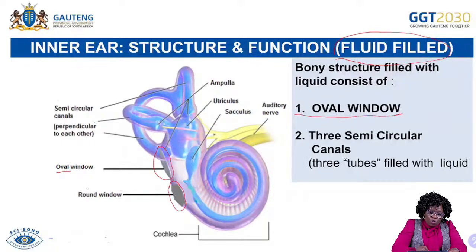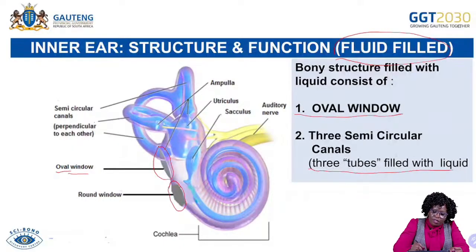So once you speak about something else here, all the other marks that will follow in terms of the organ of Corti and so on will be compromised. Be careful of what you mention and where you mention it. So we are saying that there are three semicircular canals. These are tubes filled with fluid. You can see they are arranged in different places. As I indicated earlier on, these are our semicircular canals.